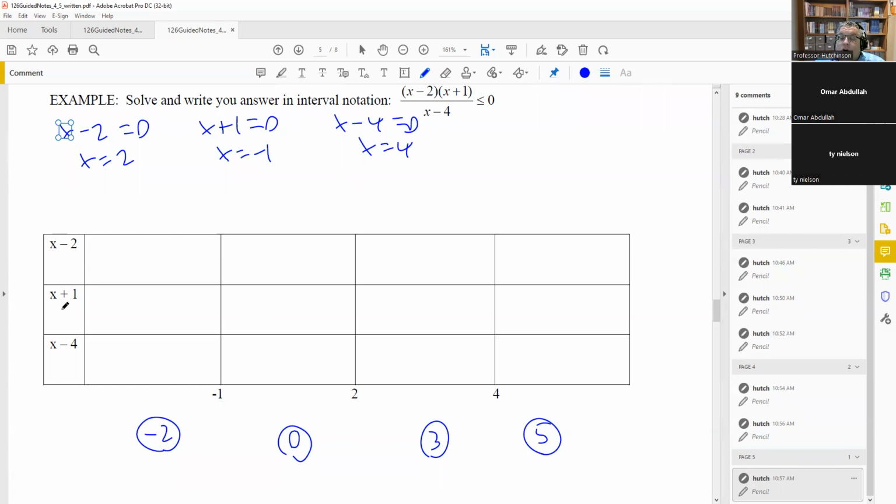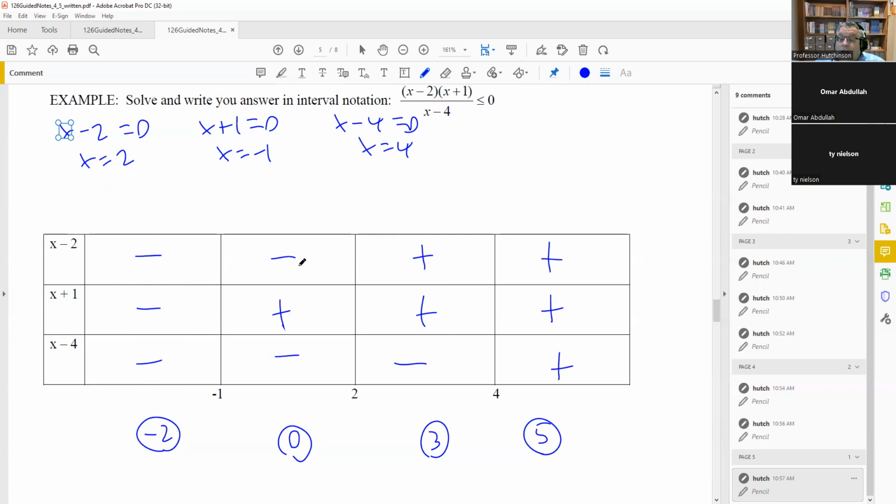-2, I just put those in for all the x's here on the left-hand side. -2 minus 2 is a negative number. -2 plus 1, negative number. -2 minus 4, negative number. Then I'm going to put in a 0. 0 minus 2, negative. 0 plus 1, positive. 0 minus 4, negative. Then I'm going to do 3. 3 minus 2, positive. 3 plus 1, positive. 3 minus 4, negative. The 5 minus 2, positive. 5 plus 1, positive. 5 minus 4, positive.